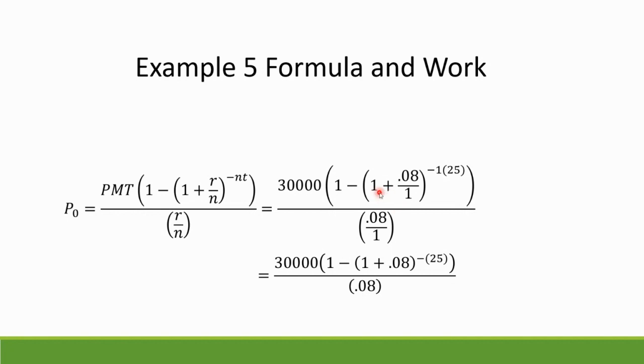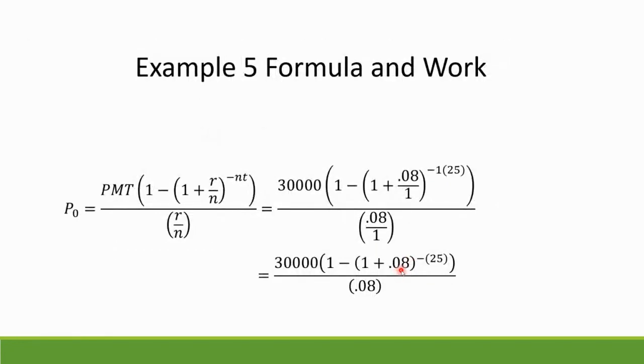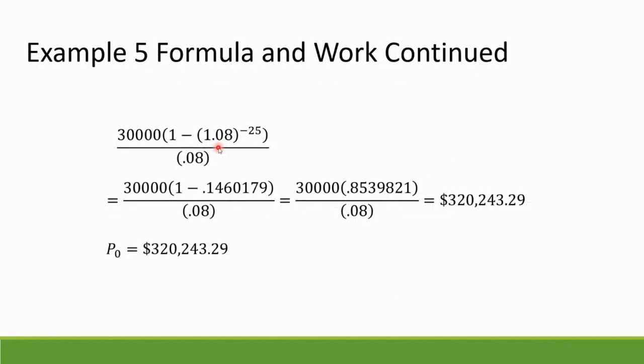So we have 1 plus 0.08 over 1, which is 0.08. 1 plus that, that's what we do next. We also do the exponent. It's negative 1 times 25, which is negative 25. So again, 1 plus 0.08 is 1.08. Now 1.08 to the negative 25, that's where you want to use a calculator. I definitely cannot do that in my head.